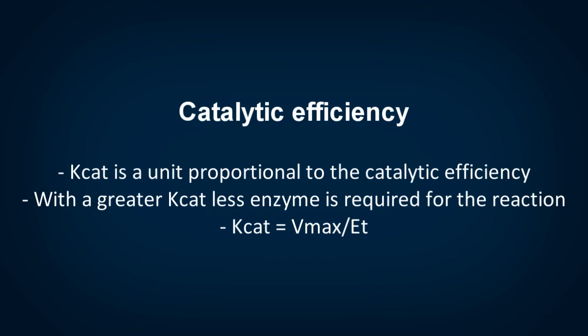Kcat is the catalytic efficiency of an enzyme. With a higher Kcat, the enzyme is more efficient because less enzyme is required. The Kcat for a reaction may be determined by calculating Vmax over enzyme times time.